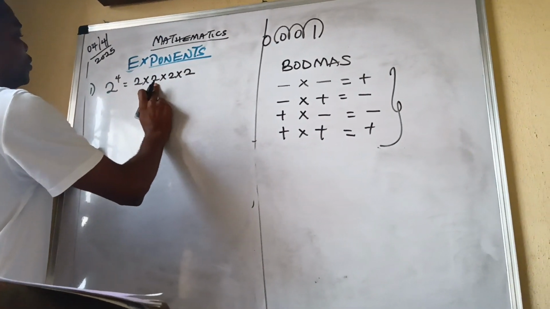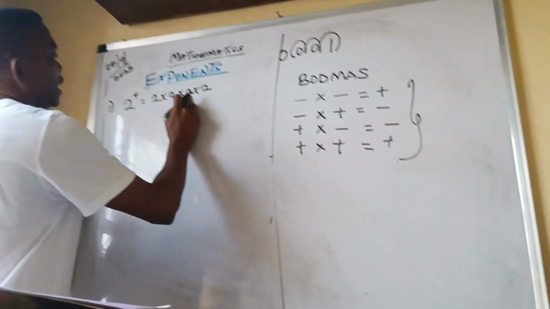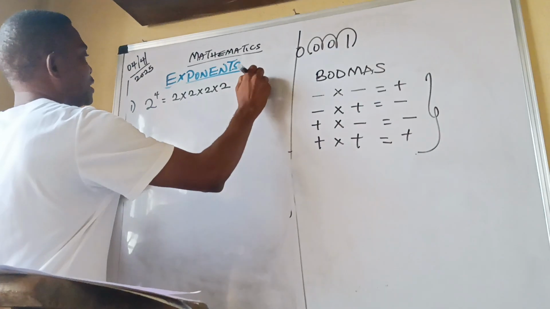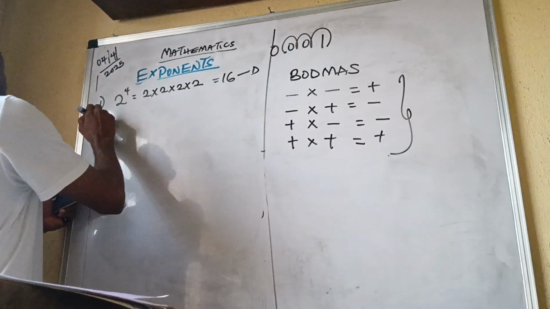Let's go. 2 times 2, 4. 4 times 2, 8. 8 times 2, 16. Our answer is 16, and that's option D.